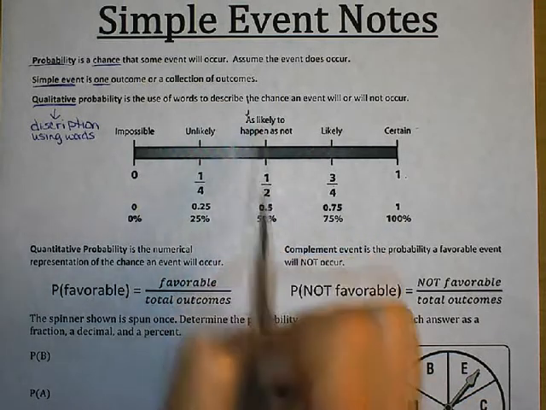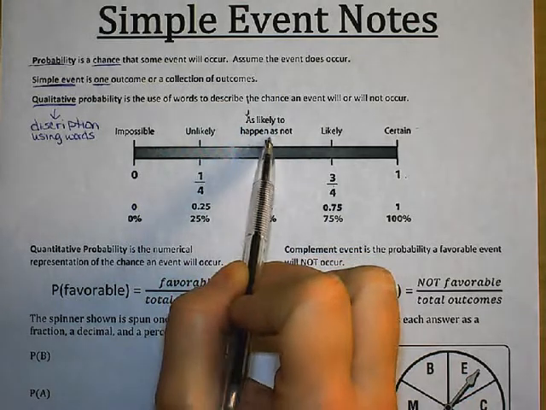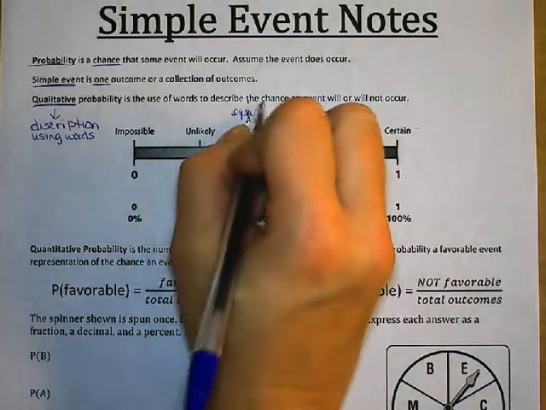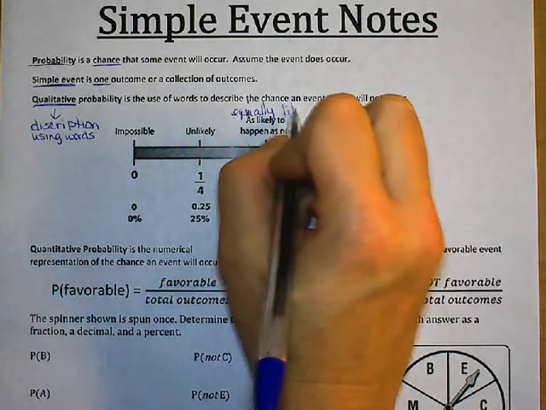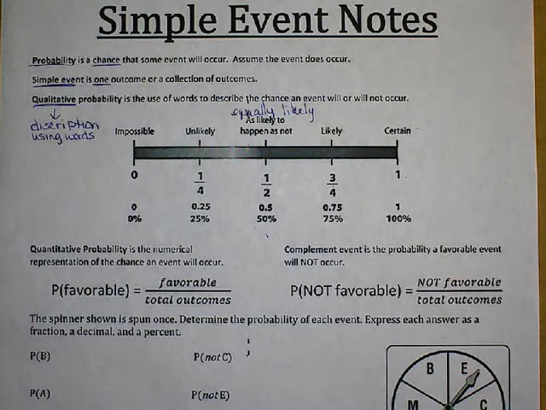You also see that equally likely, or 50%, is shown as likely to happen as not. Again, we call this equally likely. It is equally likely to occur.